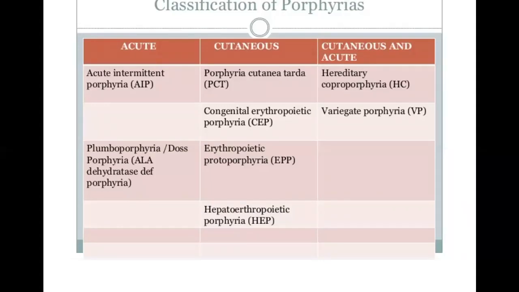Doc, I only have 2 neurons left. What should I memorize? Memorize AIP, memorize Porphyria cutanea tarda, and if you have an extra neuron, memorize the ALA dehydratase deficiency, with special emphasis on acute intermittent porphyria and your Porphyria cutanea tarda.